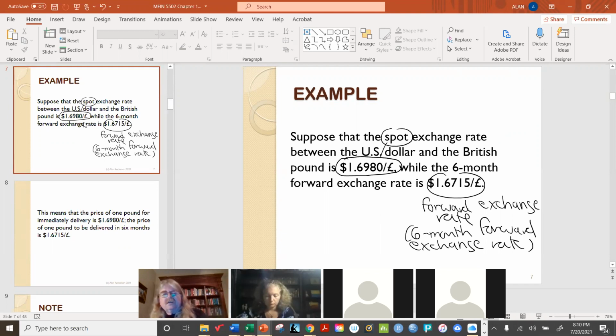I can enter into a contract right now and agree to buy as many pounds as I need in 6 months for $1.6715 each. It's a binding agreement. It's legally binding. And so why am I doing this, by the way? What would be the point of entering into this contract?